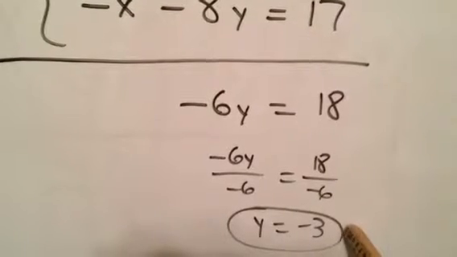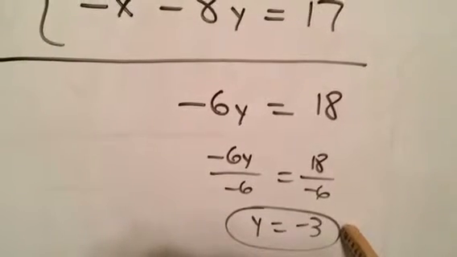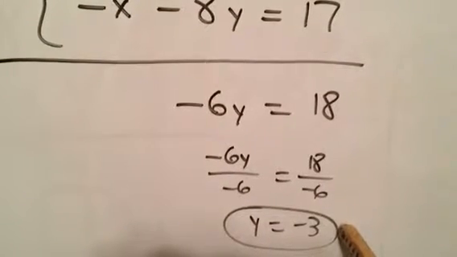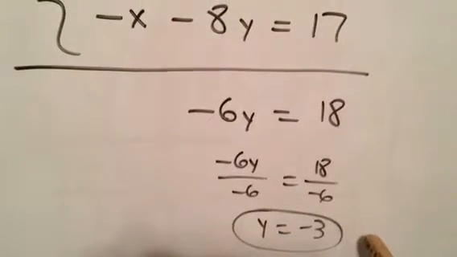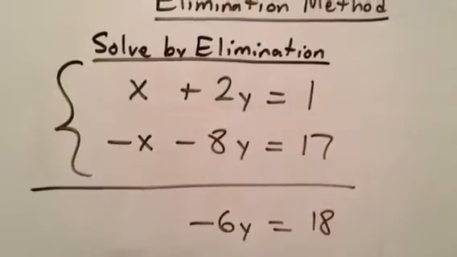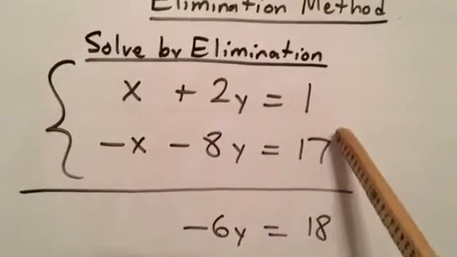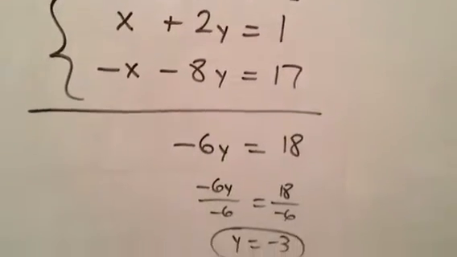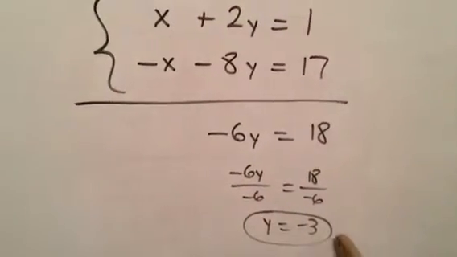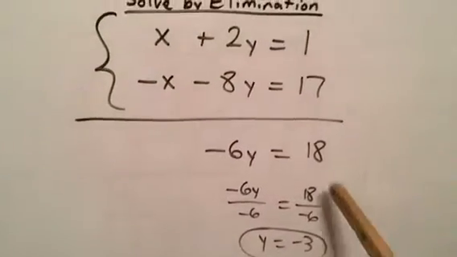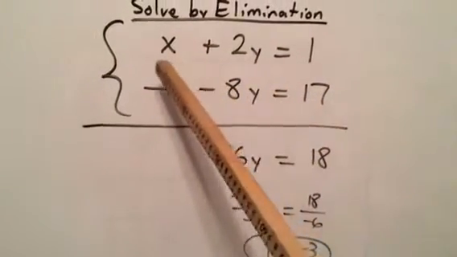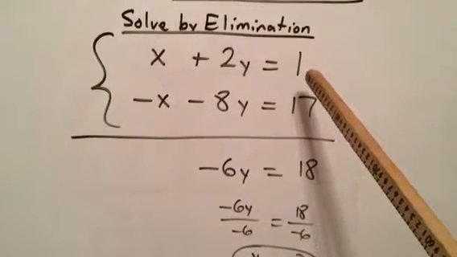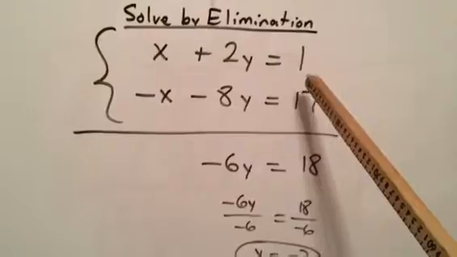So now that we know one of our variables, we need to determine what the other one is. Since y is negative 3, we can go back to one of the two original equations and choose one of these equations to substitute our previous answer into. I'm going to choose the top equation because it has smaller numbers, less likely to make mistakes with no negative signs.